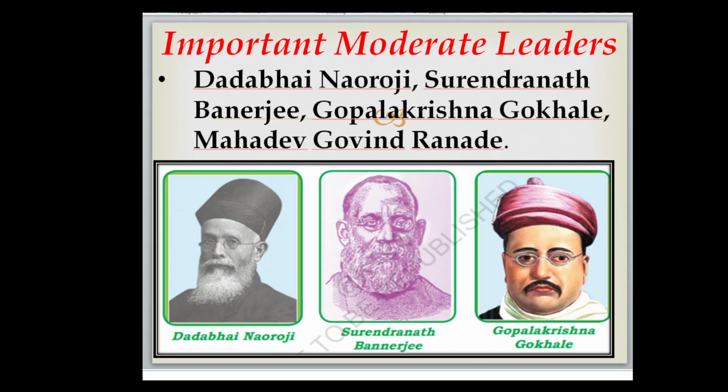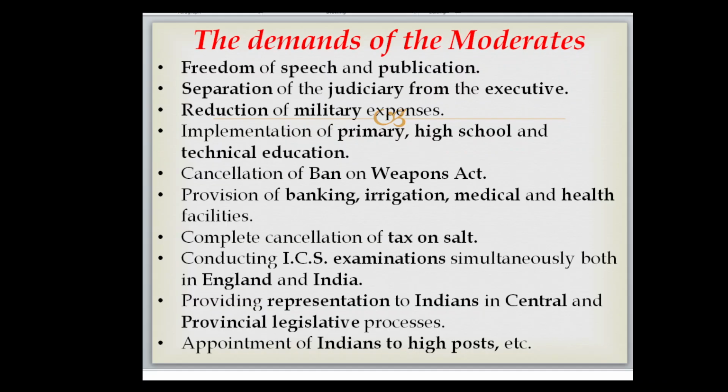Then move to the next. Next is the demands of the moderates. What demands did they have? First one is freedom of speech and publications. They wanted the British to give the Indians the freedom to speak what they feel, and freedom of publication, means they can publish books, articles and magazines. The Britishers should give them this freedom.